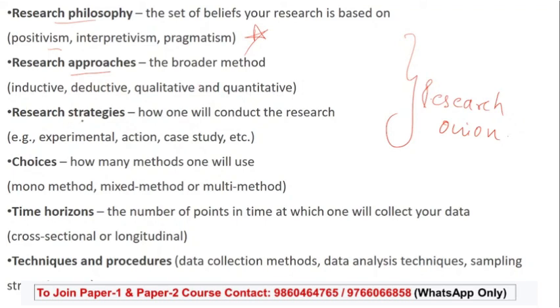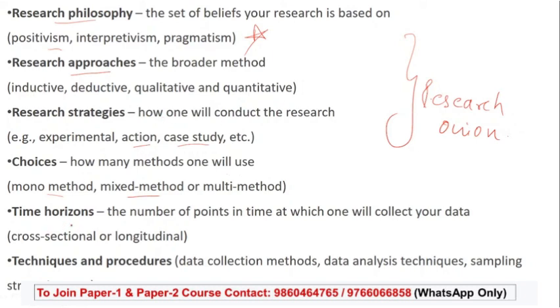Research approaches. So the method, for example, it can be inductive, it can be deductive, it can be qualitative, or it can be quantitative, whichever method you are taking into consideration. Next you have research strategies. So how do you conduct your research? Do you do it with the help of an experiment? Do you do it with the help of action research? Whether you get involved in the form of the case study method. Then choices. So which methods, how many methods one can choose. Whether you go with a mono single method, where you can mix the methods, or you can go with a multi-method. Okay. So as I said, whether you are using qualitative, quantitative, or both, those choices you have to make.